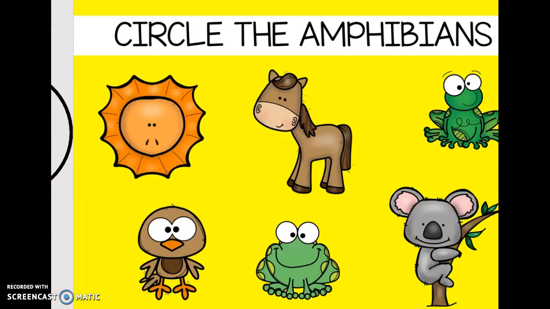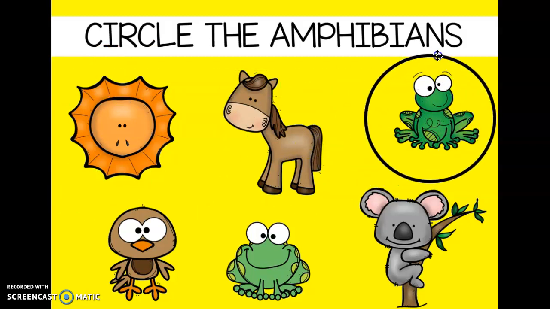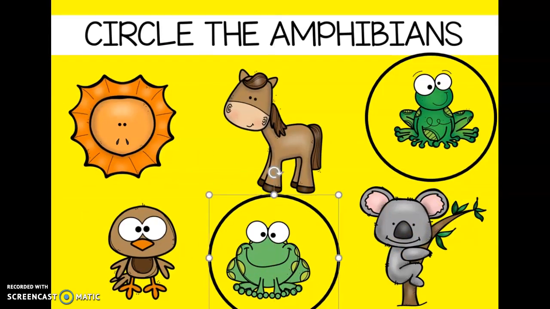Okay, and the last group we're going to look at is the amphibians. So the amphibians live in water and they lay eggs. They're cold-blooded and they have webbed feet. Okay, so let's see. A bird is a bird. I'm not sure what this animal is. We're going to say a lion, and a lion is a mammal. A horse is a mammal. We have a frog, which is an amphibian. A koala is a mammal, and then another frog is also an amphibian.